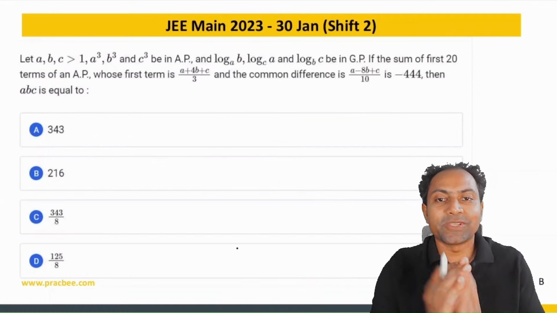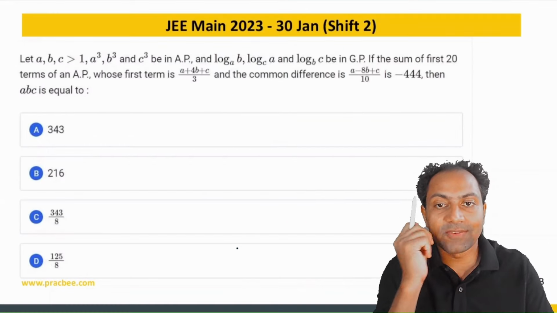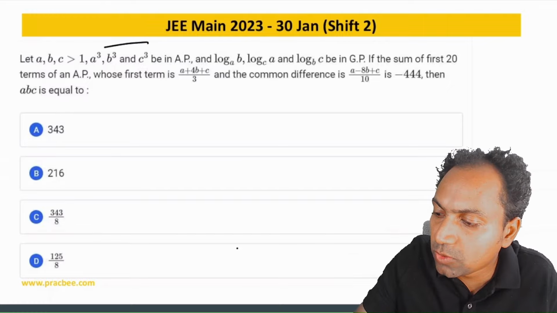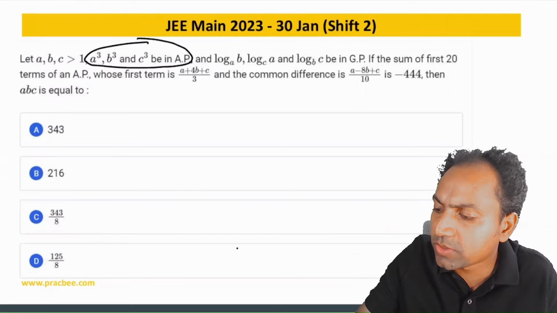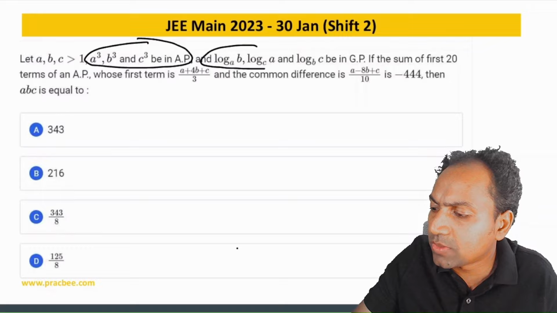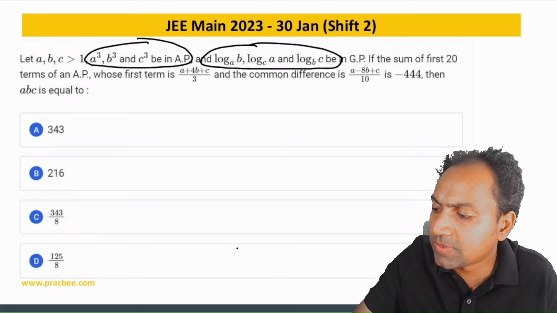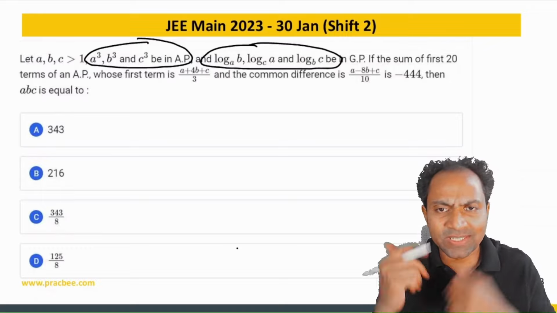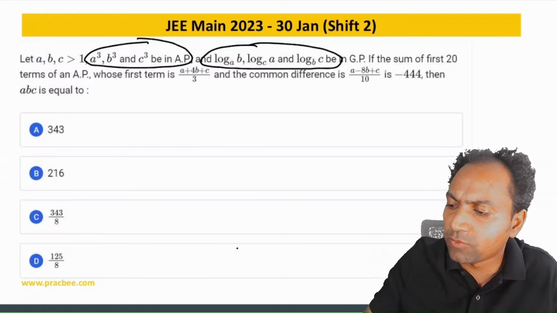Now let us look into the second question. In this second question, they are giving two conditions. One is A cube, B cube, C cube are in arithmetic progression, and then log of B to the base A, log of A to the base C, log of C to the base B are in GP. So first let us use the condition of GP because that will give you better insights.